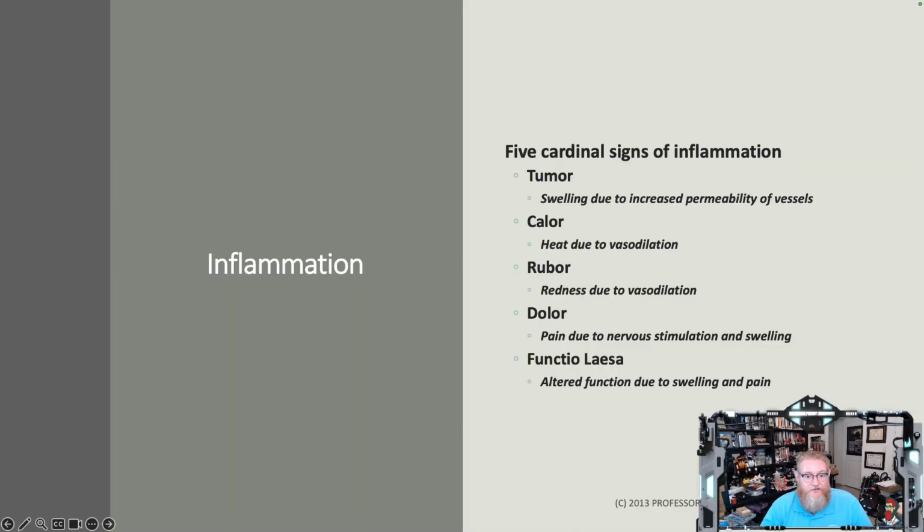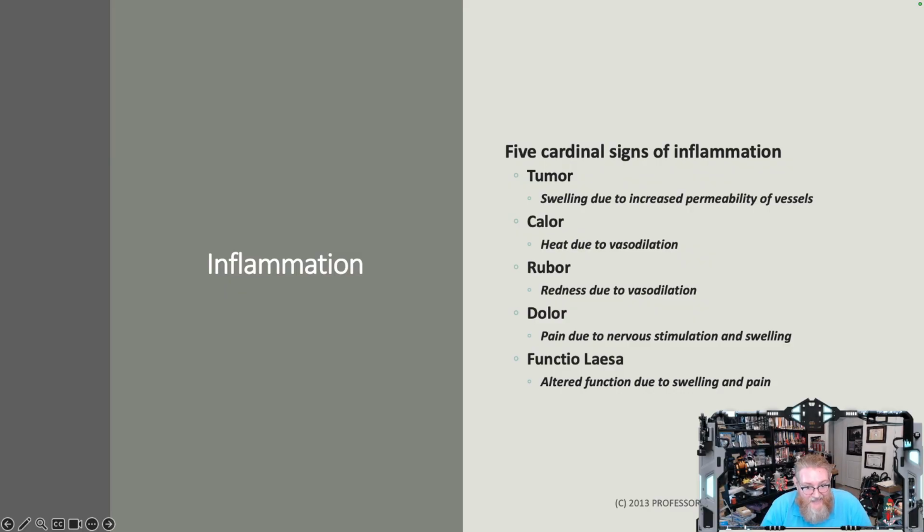There are 5 cardinal signs of inflammation. This is extremely important. The 5 cardinal signs of inflammation: tumor, calor, rubor, dolor, and functio laesa. So tumor is swelling due to increased permeability of vessels. We see the word tumor all the time, and what is a tumor in essence? It is a swelling. Whether it's malignant or non-malignant, it is a swelling.